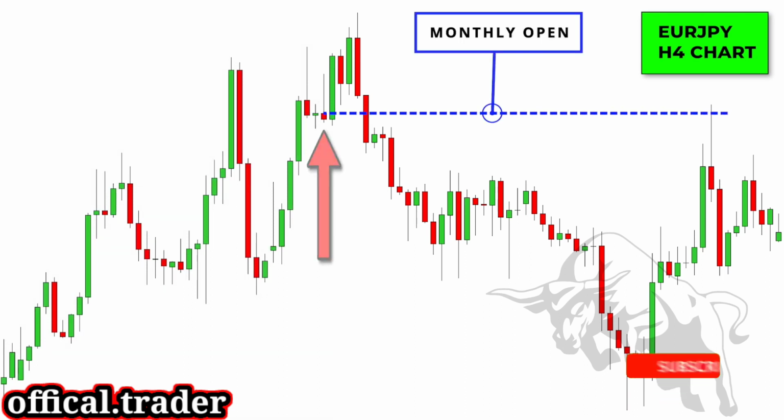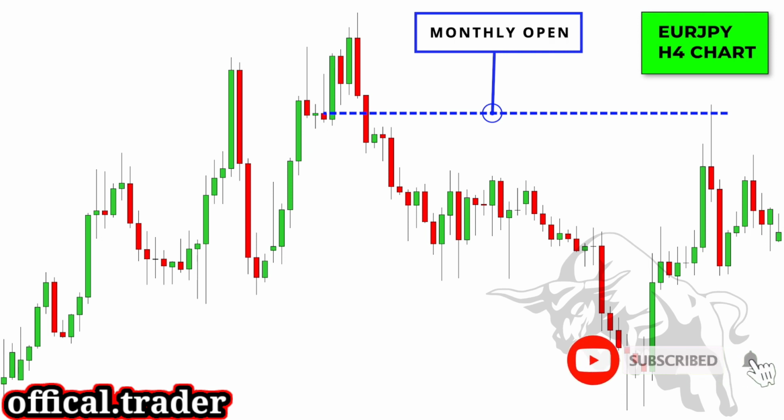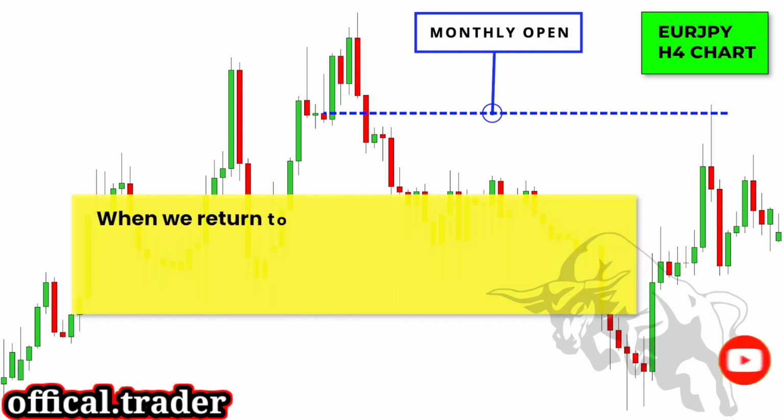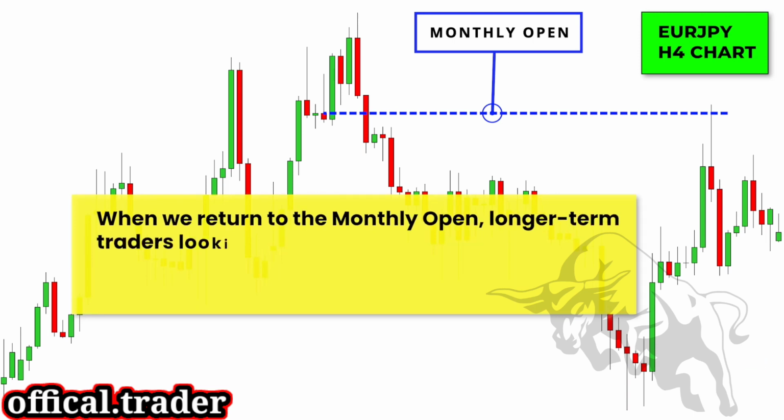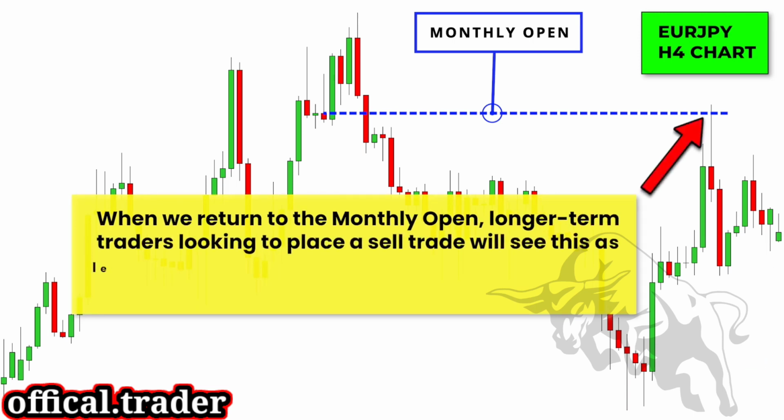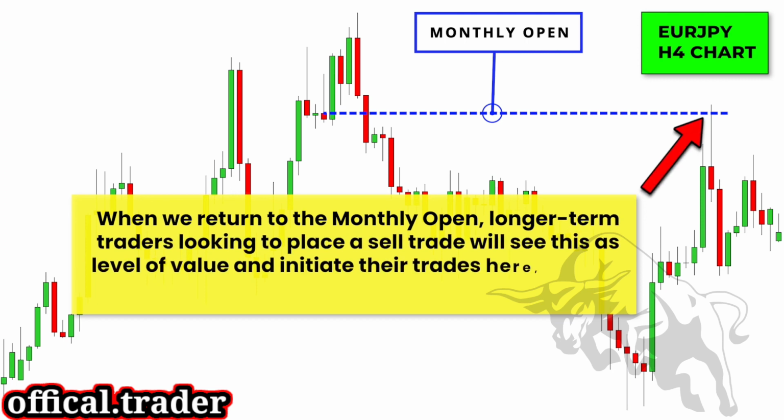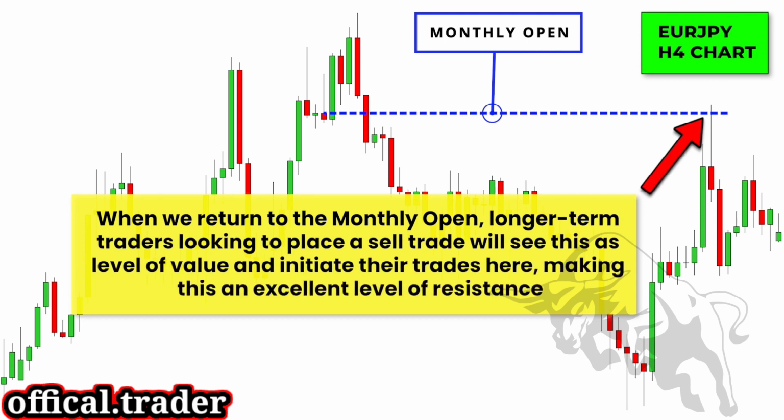We briefly push above the monthly open and then have a sustained push to the downside for the rest of the week. When we return to the monthly open, longer-term traders looking to place a sell trade will see this as a level of value and initiate their trades here, making this an excellent level of resistance.